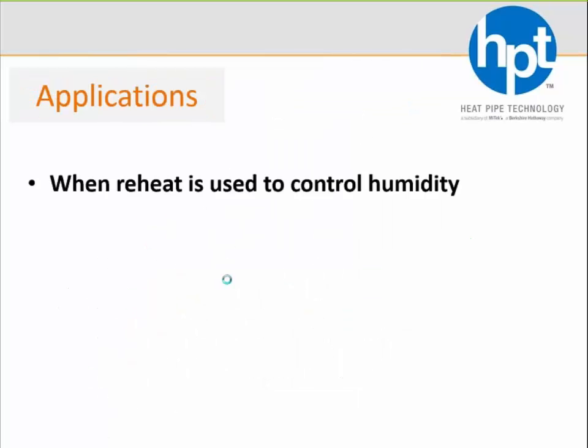Now, some of the applications where you would see a wraparound heat pipe: any system you have out there that is using any form of reheat to control humidity. If you're designing an air handler that has some sort of electric reheat, hot water, or natural gas, adding a wraparound heat pipe is essentially a no-brainer. It also allows you to improve your indoor air quality. By allowing you to further dehumidify your air, as well as providing free reheat, you're able to get better indoor air quality as well.